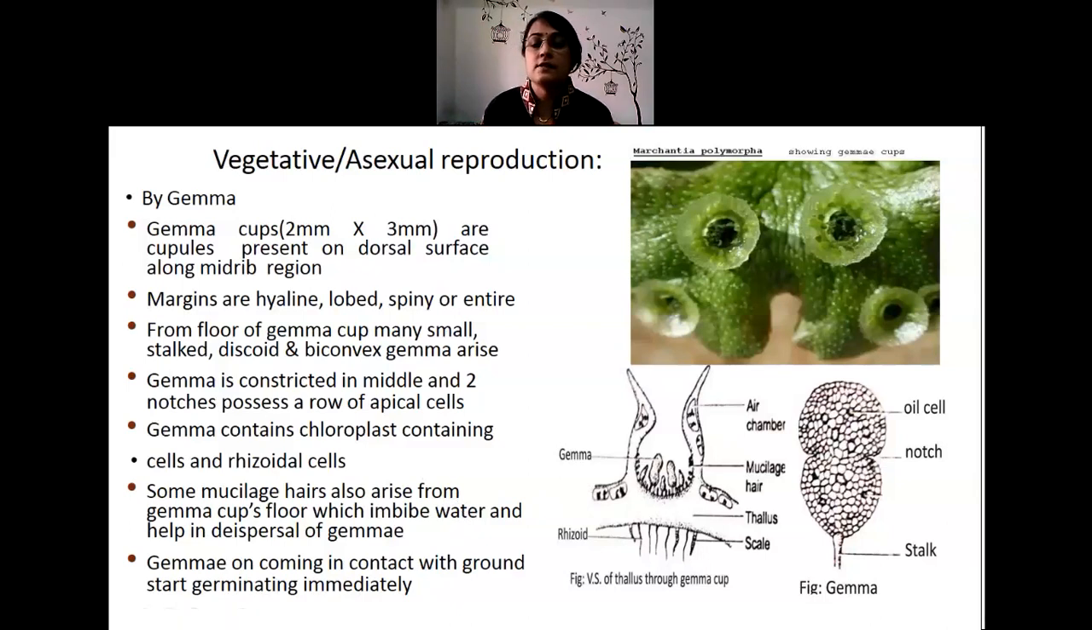These mucilage cells imbibe water, and by the friction of the mucilage hairs the gemma is detached from the stalk, and it falls on a suitable substratum and gives rise to a new thallus. Gemma, on coming in contact with the ground, starts germinating immediately and gives rise to a thallus. Each gemma can give rise to two different thalli.